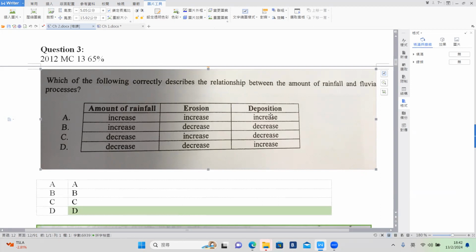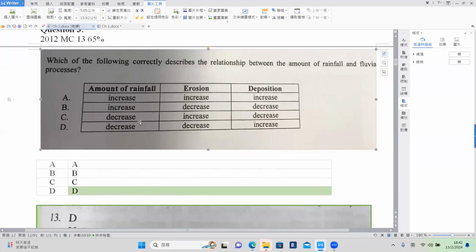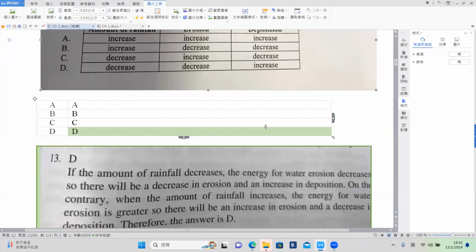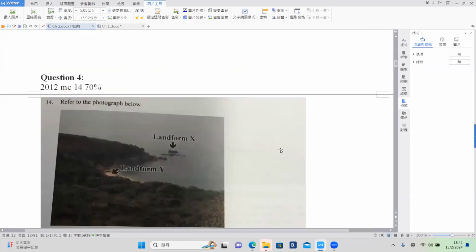Because the first one, deposition is not right, because when rainfall increases, deposition will be reduced, because of the stronger discharge. And then B and C are both completely wrong. It doesn't match for the rainfall and erosion. It should be a direct proportion. Then number D is right. Fewer rainfall, fewer erosion, and then finally we are having less discharge since the discharge is fewer.